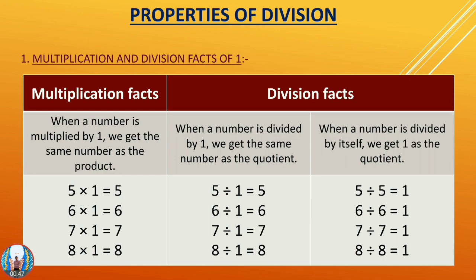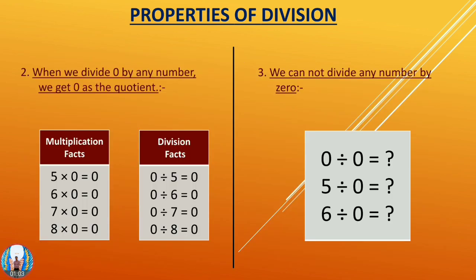And when a number is divided by itself, we get 1 as the quotient. For example, 5 divided by 5 equals 1, 6 divided by 6 equals 1, 7 divided by 7 equals 1, 8 divided by 8 equals 1.